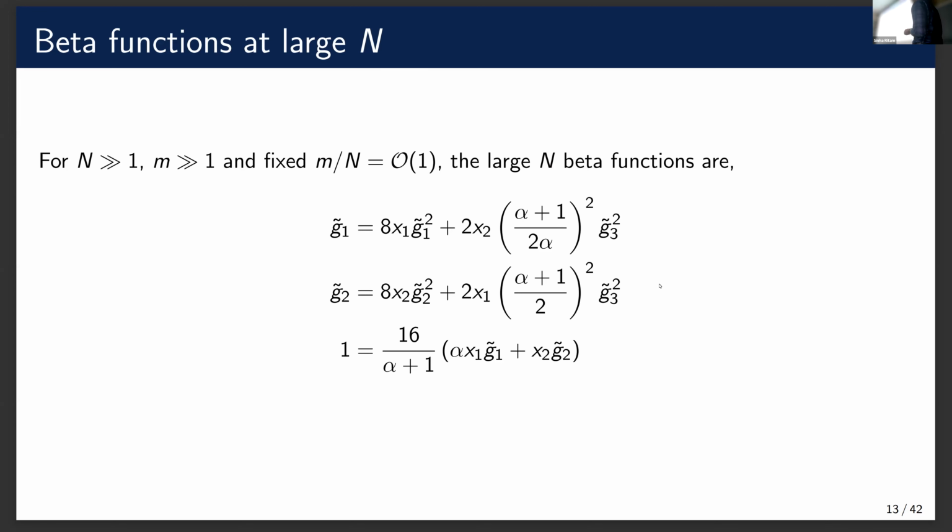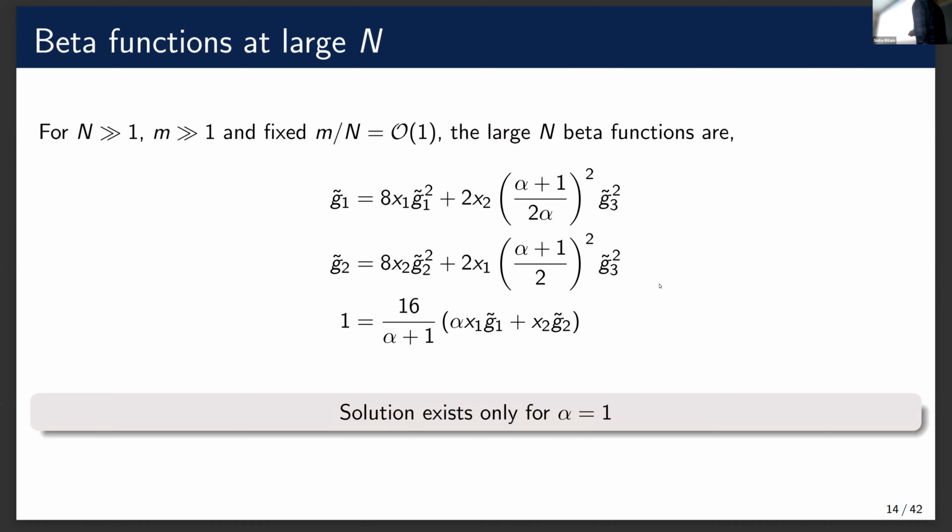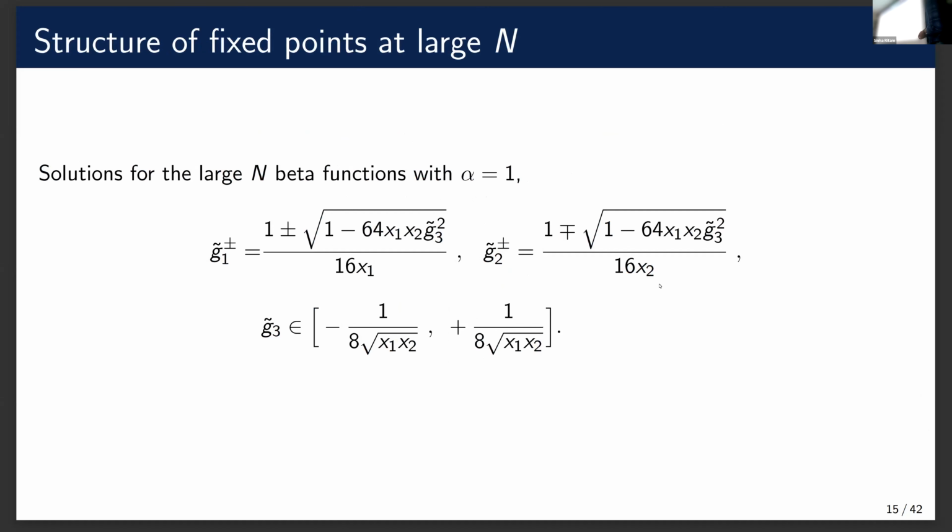And the zeros of the beta function produce this solution, and you can check that the only value of alpha for which these equations allow for a solution is alpha equals 1. Right? So you put alpha equals 1, you solve these equations, and the solutions look kind of interesting. The solutions actually are degenerate. You have two branches of solutions, the plus and the minus, and they meet at these two endpoints. Okay, so you have sort of a circle of solutions, and this circle is parameterized by the values of G3. Okay, so you have one conformal manifold in this case at large N, right?